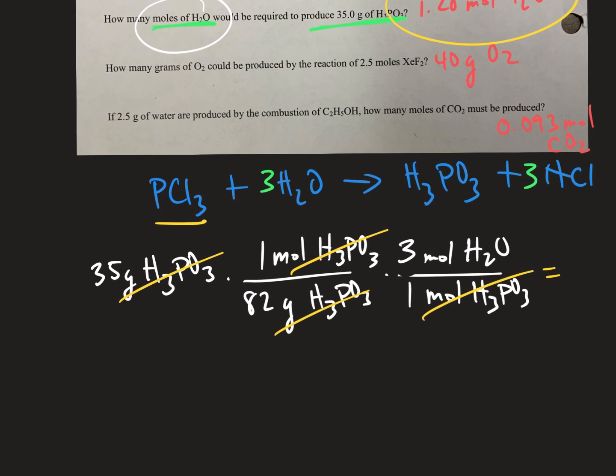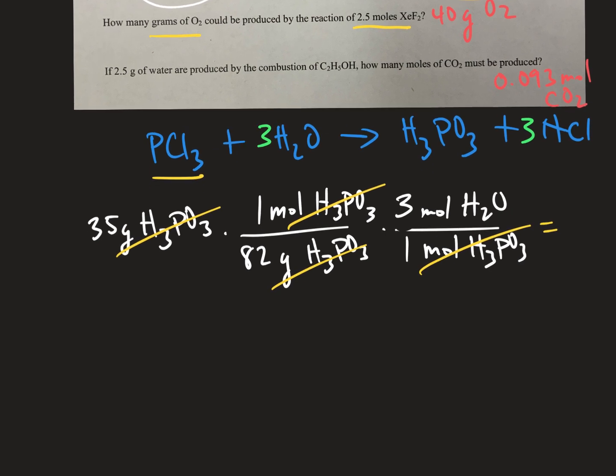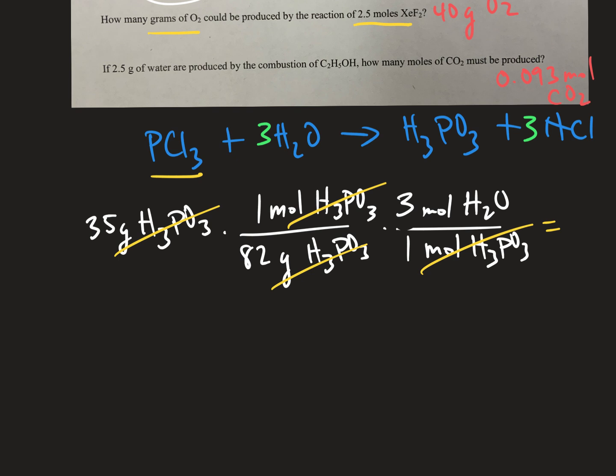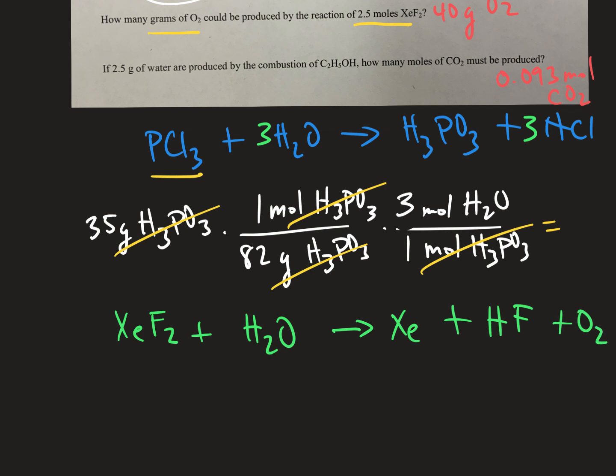Okay, this time, we want to know how many grams of O2 react with 2.5 moles of xenon difluoride. So let's use the equation. It's the middle equation. So I'll just write it here. We have XeF2 plus H2O yields Xe plus HF plus O2. What's our first step? Balance it.